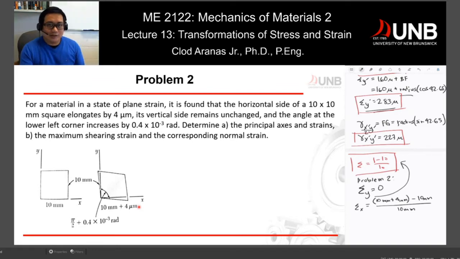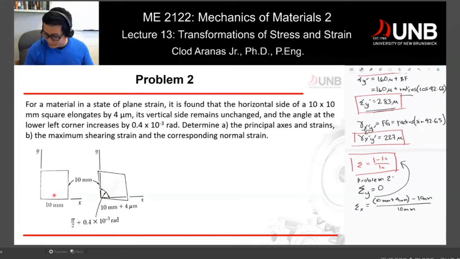I forgot to point out that for these transformation or strain problems, we don't care about this very small angle. We are assuming that everything is aligned along x, even though in this particular problem you can see that there is a small angle. Take note that this is still exaggerating the angle. It is still huge compared to 0.4 times 10 raised to negative 3 radians, which is extremely small. So you can assume that everything just elongates along x.